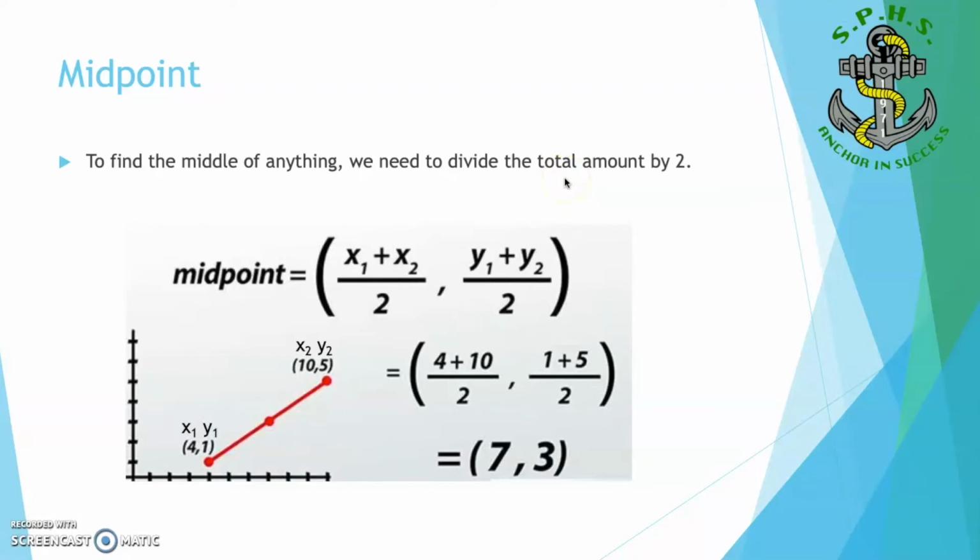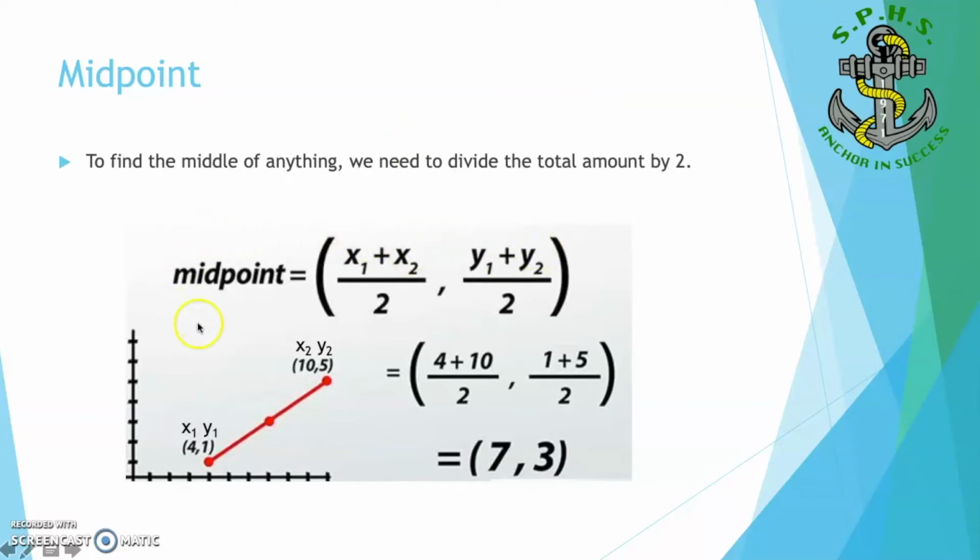For example, if John and Sally wanted to find the middle between their ages, the first thing they would have to do is add their 2 ages together. So one is 10, one is 16. 10 plus 16 is 26. 26 divided by 2 is 13. So 13 is the exact middle between their ages.